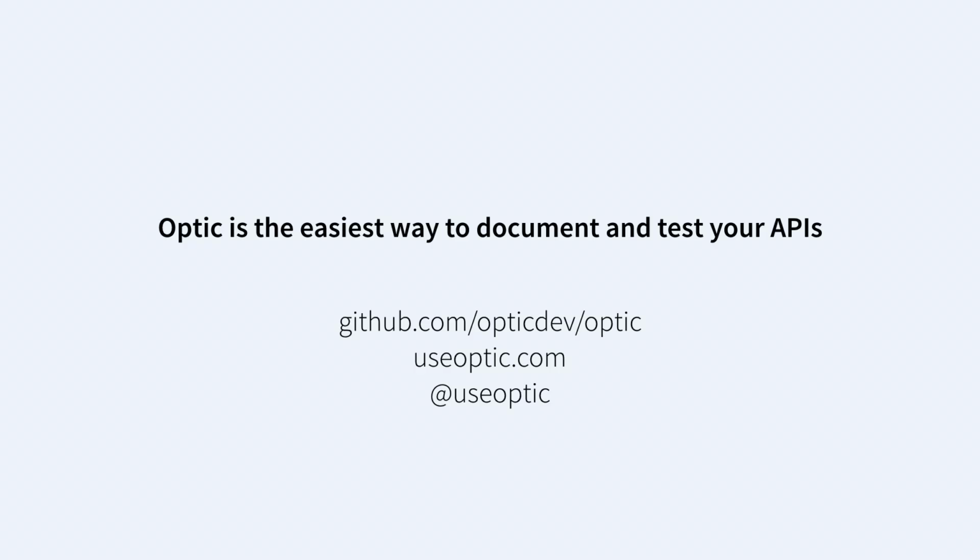As you can see, Optic is the easiest way to document and test your APIs. You can visit our GitHub, our website, or reach out to us on Twitter to get started.